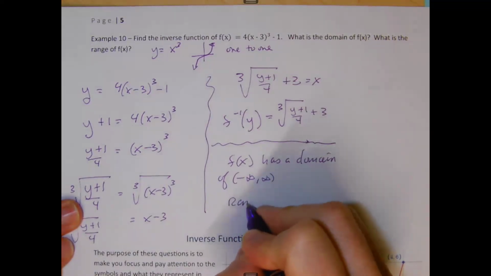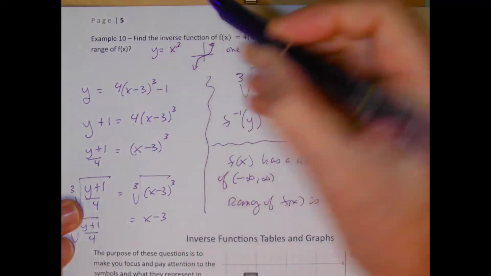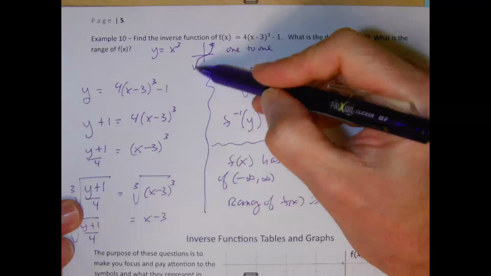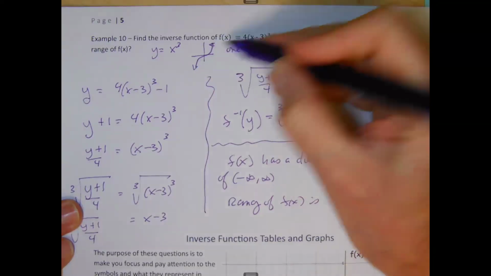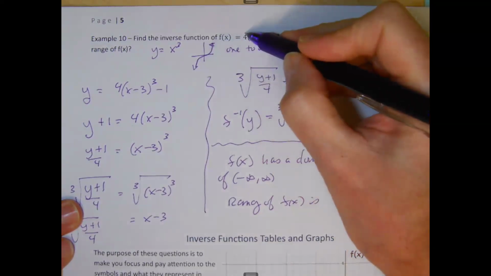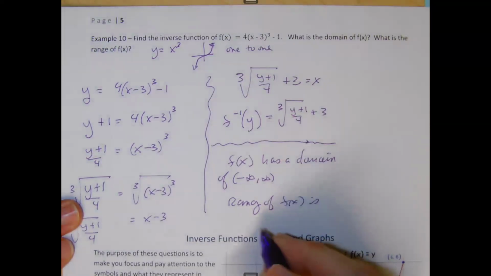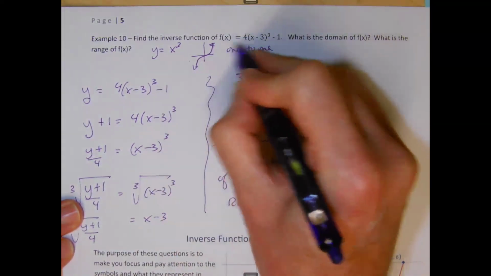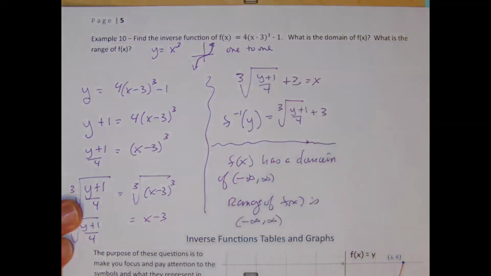Range of f of x is, again, I look at this parent function, and it's all real numbers, goes up forever. So what has happened here, I'm stretching this graph vertically by 4 and then shifting down. So doing that does not affect the range. The range of this one is all real numbers. The range of f of x here is all real numbers. So nothing happens.